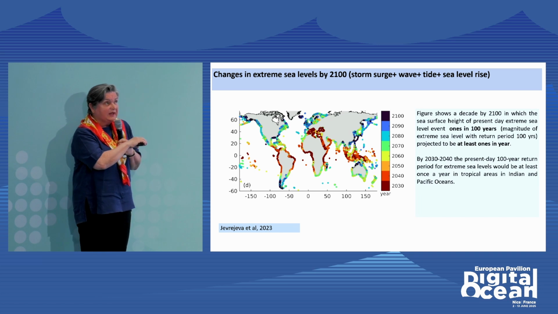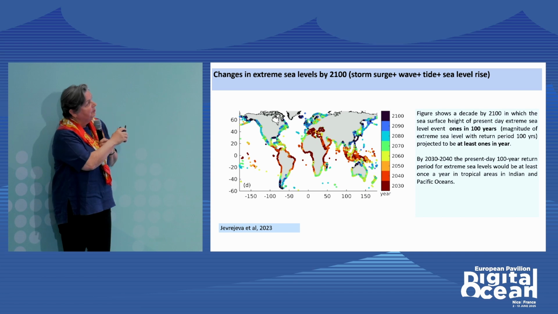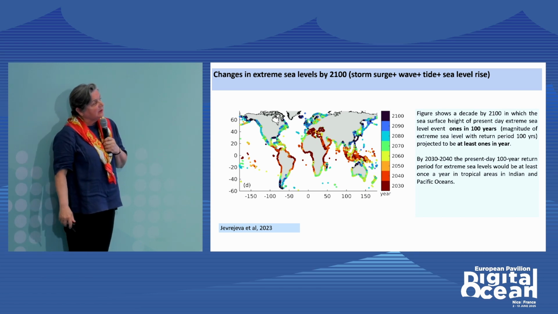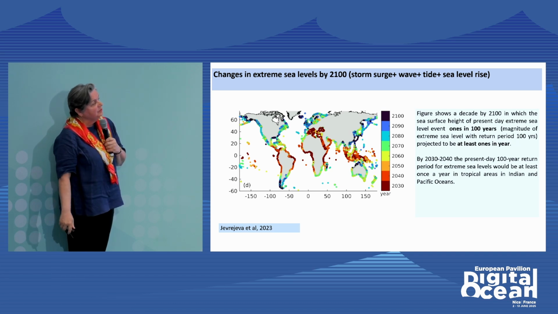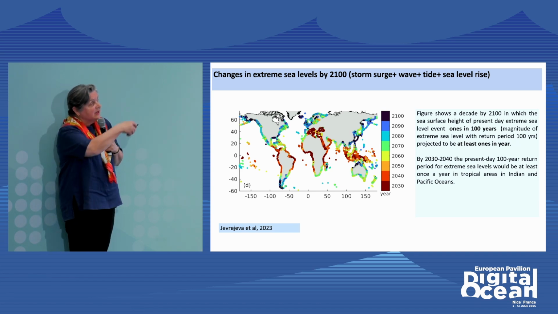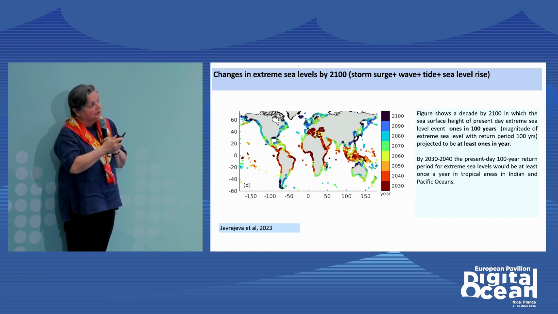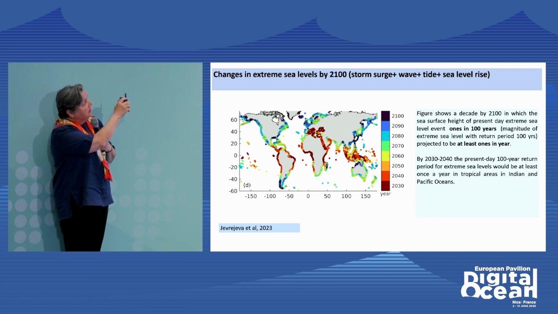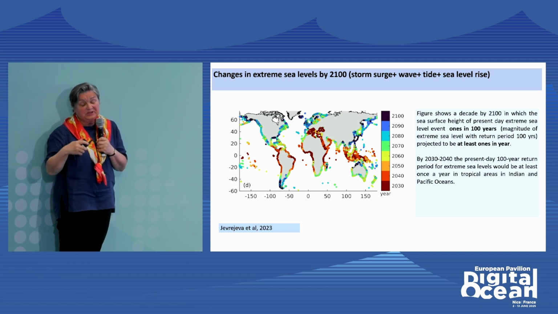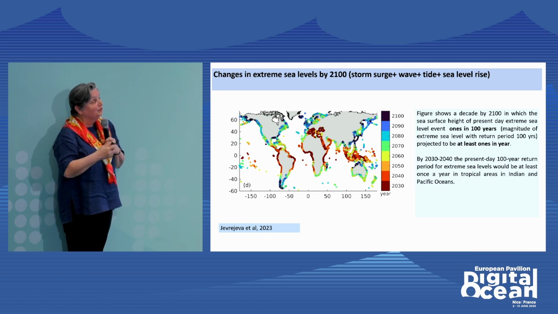That slide was about changes in the magnitude of extreme sea level. This one shows time. The brown and red colors represent a decade, and other colors as well, of course, when an event of 1 in 100 years will have a probability of once in a year. You can see that equatorial and tropical areas, the Mediterranean and small islands, already in the next decade will have 1-in-100-year events once in a year.